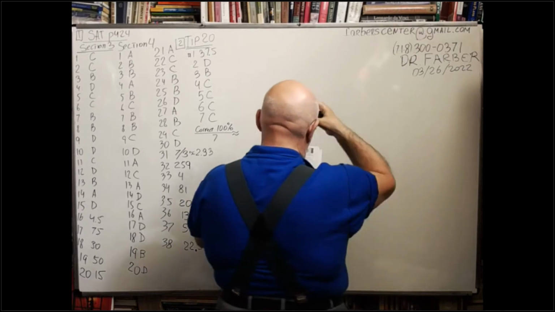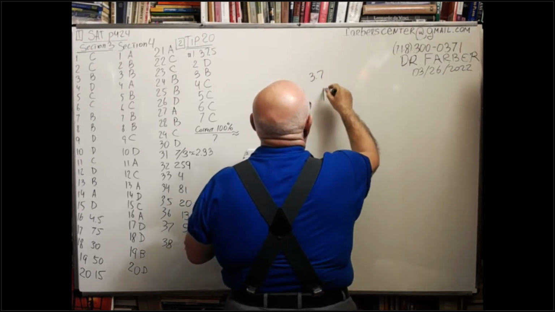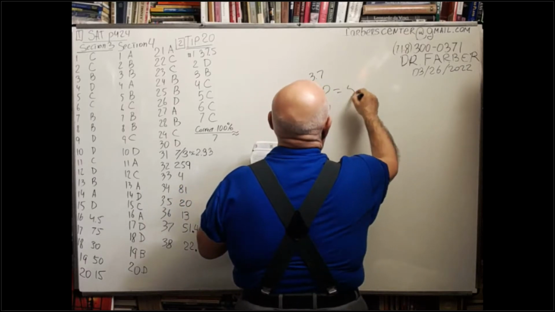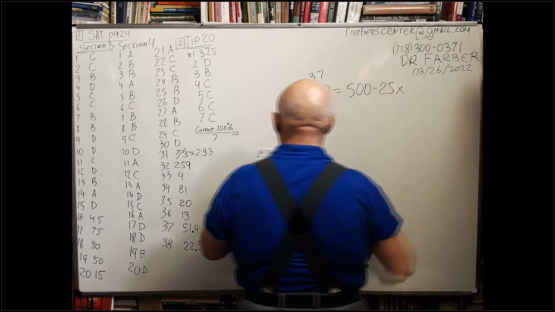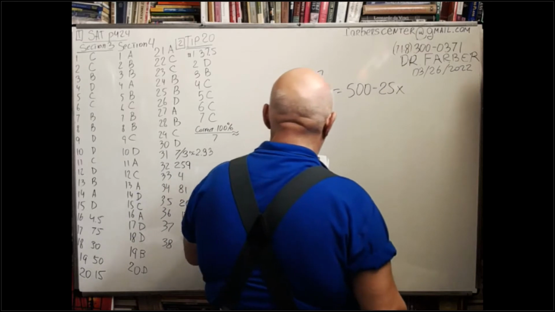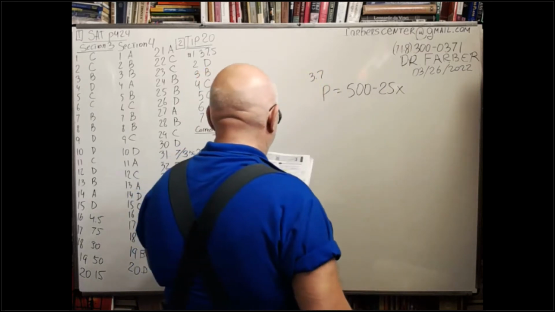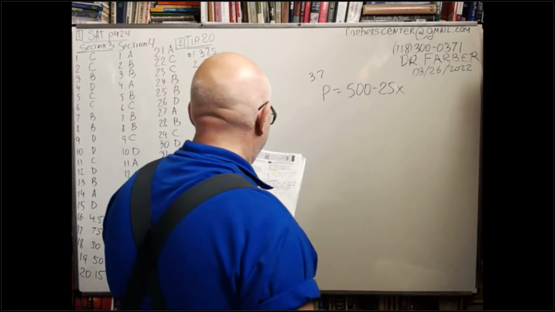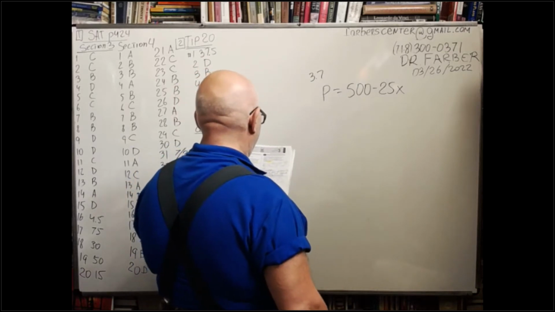We have the given formula. In 3-7, we have P equals 500 minus 25x, x is the number of years, and P is in thousands. And they ask you over 10 years what is the estimated decrease in thousands each year.